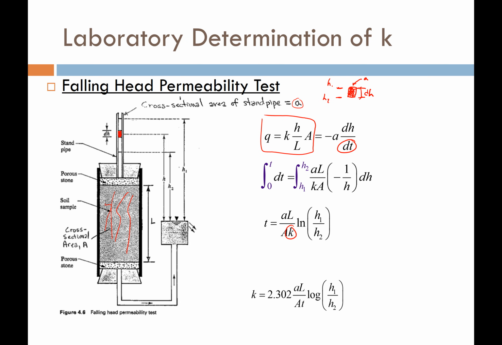It's in terms of natural log. If we want to change natural log to log base 10 units, then we can just use this equation right here. So the difference between this falling head permeability test equation and the constant head permeability test equation is right here. There are two different head levels in the falling head permeability test. One, H1, is the total head at the beginning of the test, and the other, H2, is the total head at the end of the test after time t has passed.